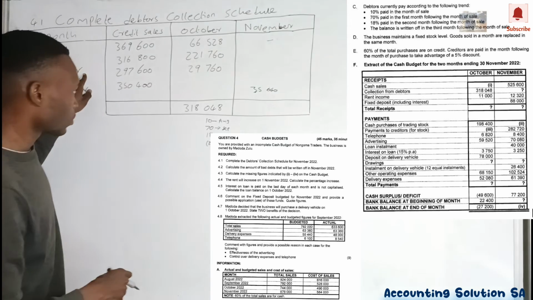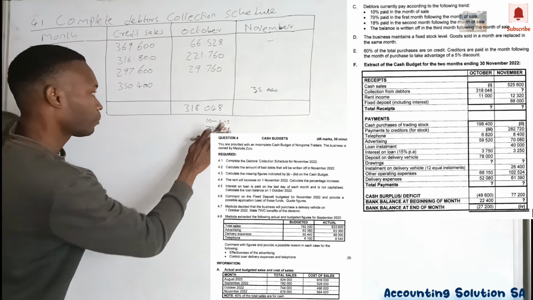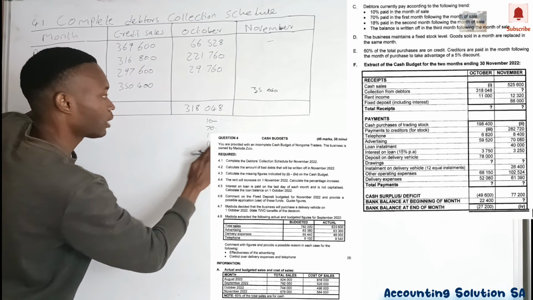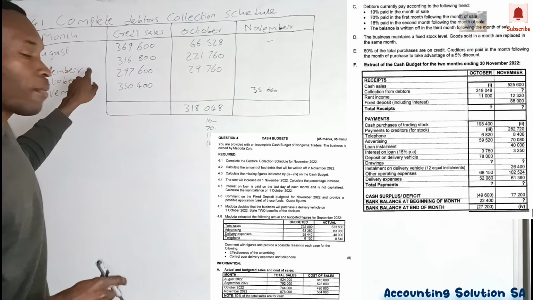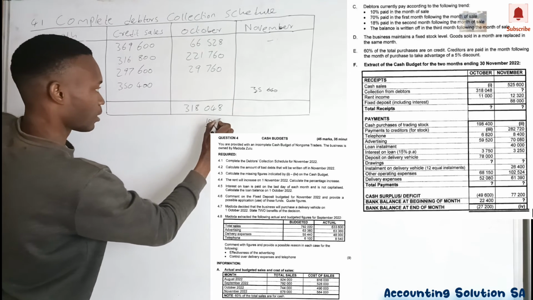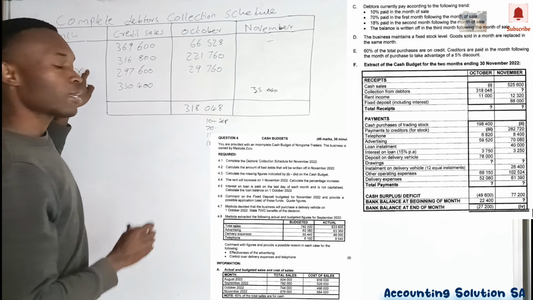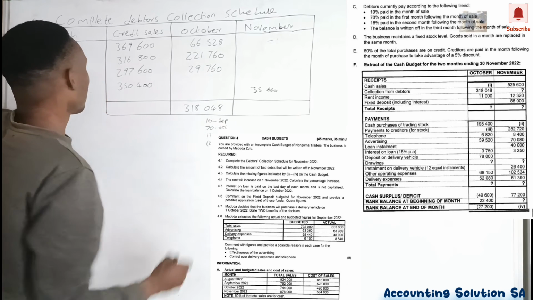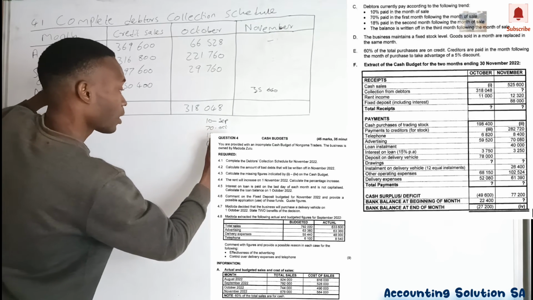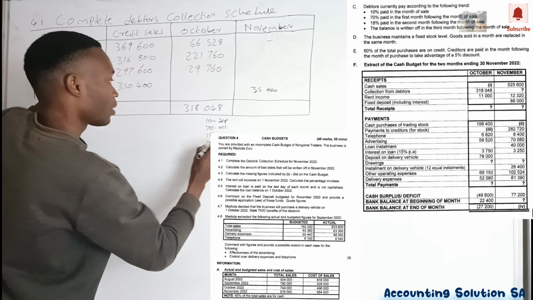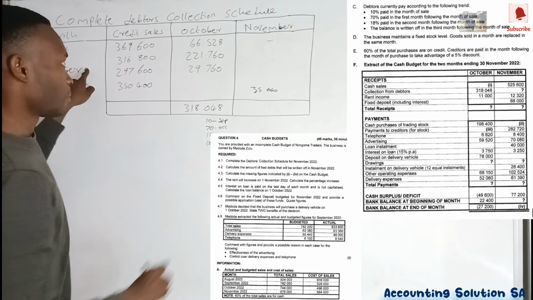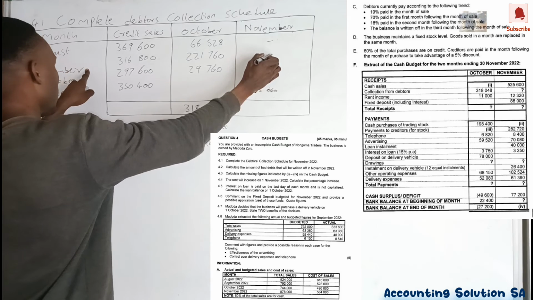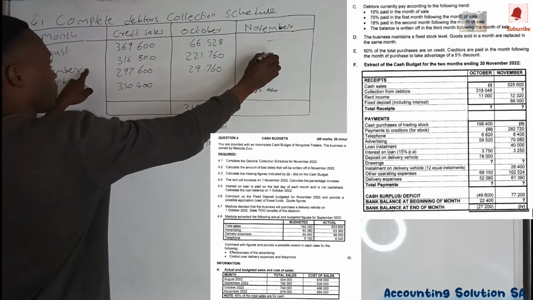Now let's go to September. Let's use the same percentages. September and September is 10%. September and October is 70%. September and November is 18%, which means that we are going to calculate 18% of September.